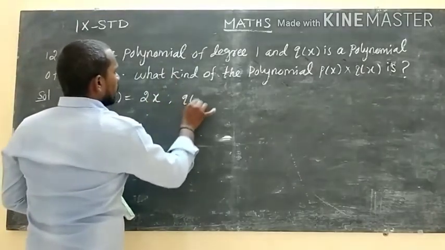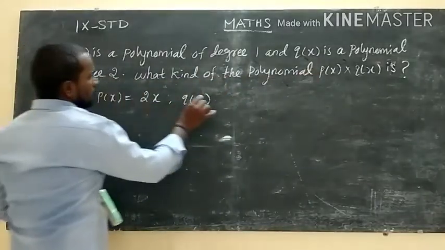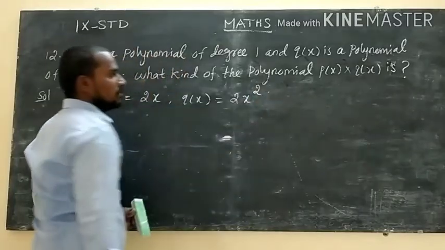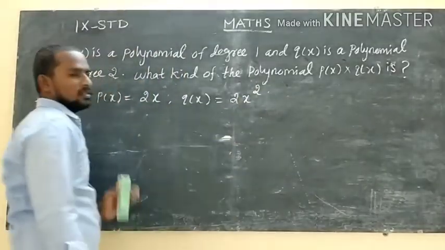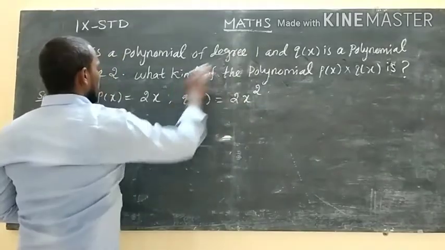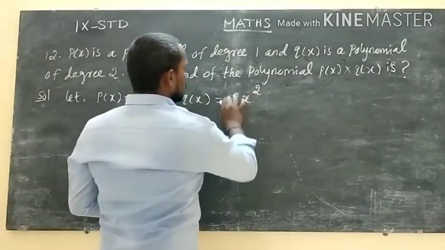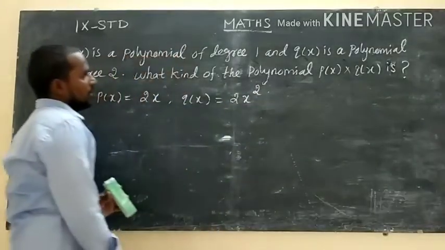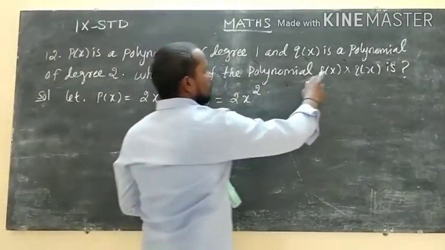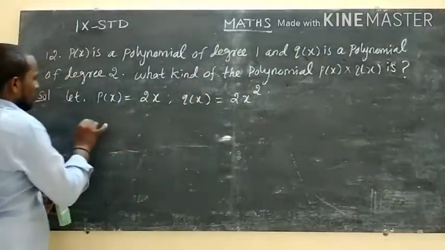Then Q of x is a polynomial of degree 2, so 2x square. This is degree 2. This is our assumption. It is not even given in the question. Degree 1 means it looks like this polynomial, and degree 2 means this is an example of a degree 2 polynomial. Then the question: what kind of polynomial is P of x into Q of x? So what is the product of P of x and Q of x?